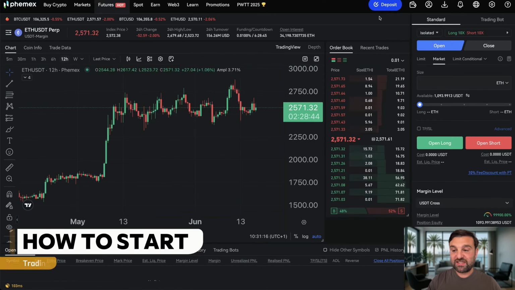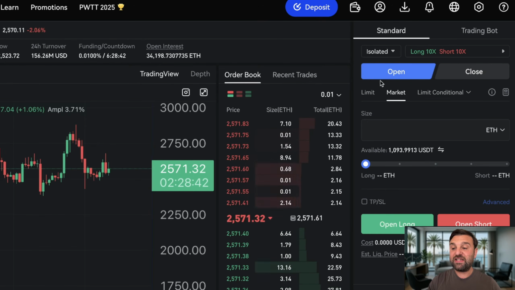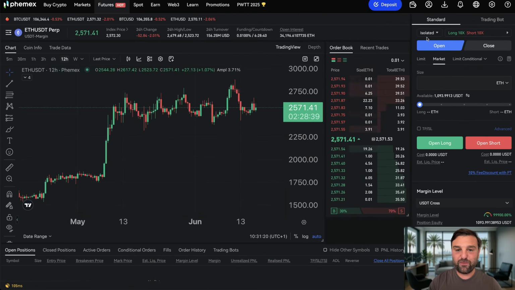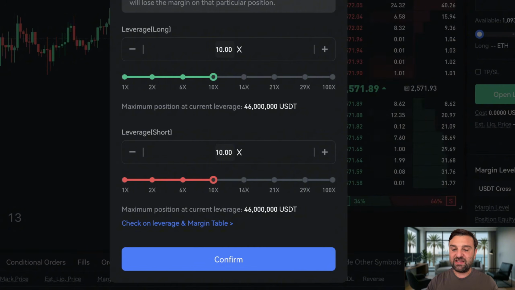So we're going to start simple. We're going to be using isolated margin, which is what I recommend for any beginner. It keeps this trade separate from any other balance that we may have in our account. We're going to select, for easy maths, 10x leverage. On Ethereum, you can go up to 100x.